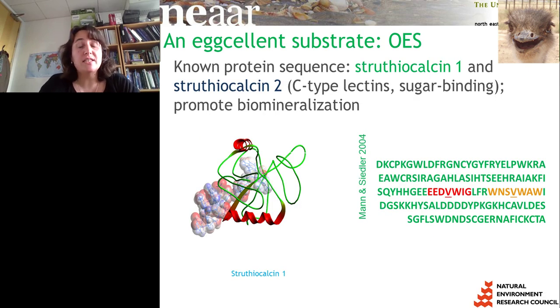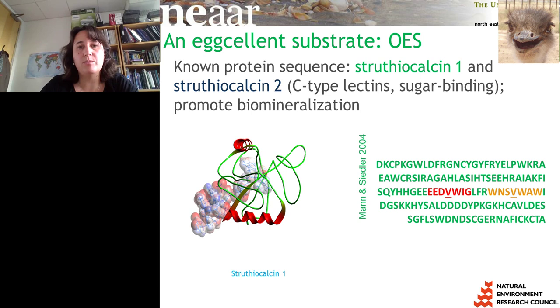So we started to look at ostrich eggshell because of this known protein sequence dominated by struthiocalcin types 1 and 2. These are C-type lectins which promote biomineralisation. This is the sequence on the right-hand side. It's quite a short peptide sequence. We were particularly interested to start off with in trying to work out how valine racemizes. Valine is a relatively simple amino acid, and we thought it would probably be quite simple to understand.